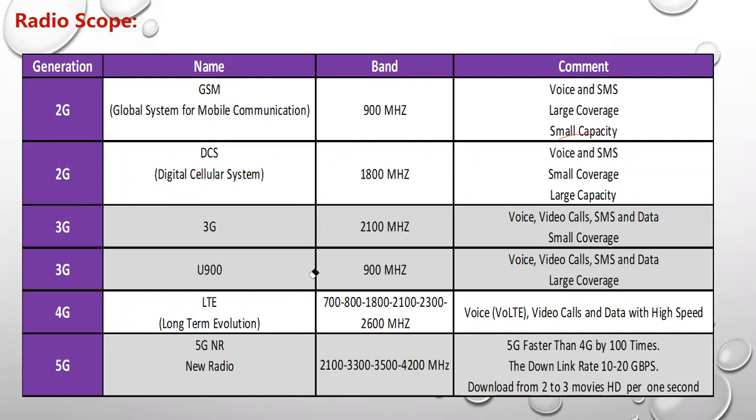Now, the 2G DCS, which is the abbreviation for Digital Cellular System, came down with a frequency of 1,800 megahertz, which is a high frequency, and gave me the same services of voice and SMS, but small coverage with large capacity. Why? Because it has a high frequency, right?